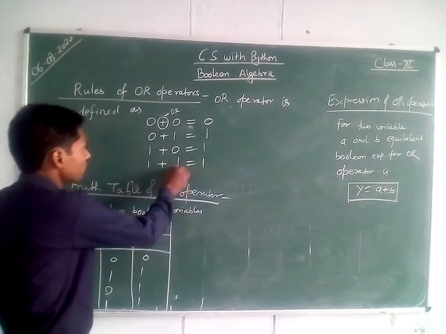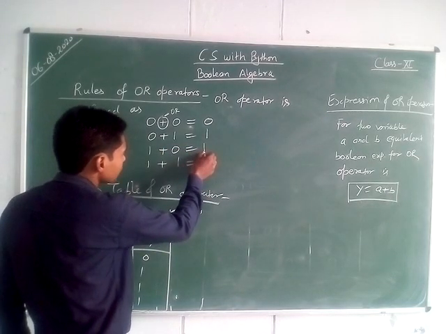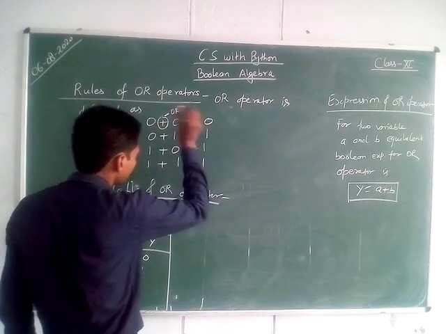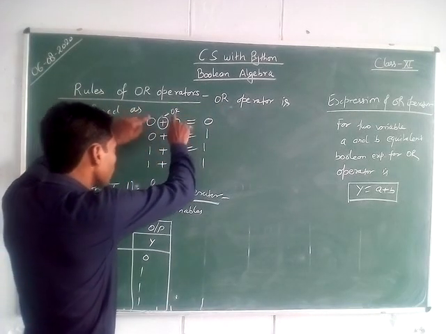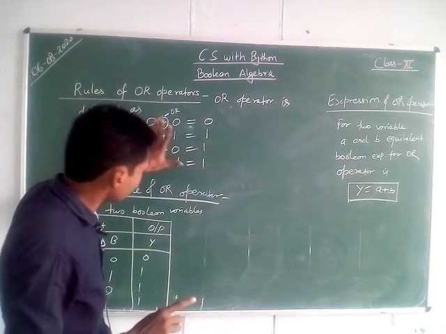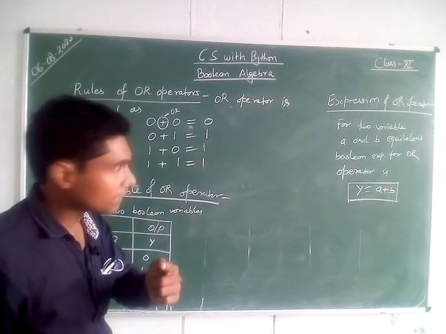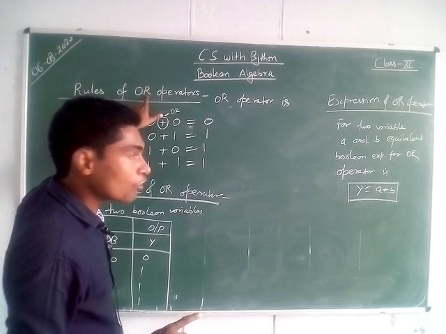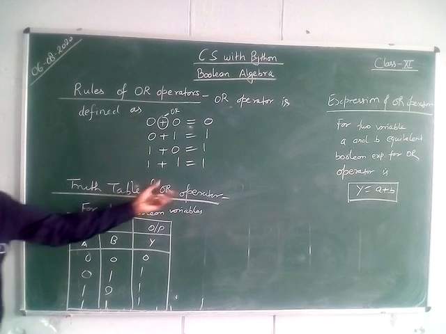Here 1 plus 1 is equal to 1. 1 plus 0: this is false, this is true, result is true. This is false, this is true, result is true. This is false, false, result is false. It means the result will be false if both operands or both logical operators are false. Otherwise, the result will be true. If any one statement or any one variable or any one logical operand is true, then it will yield the output true. Alright? Now let us see the truth table of OR operator.